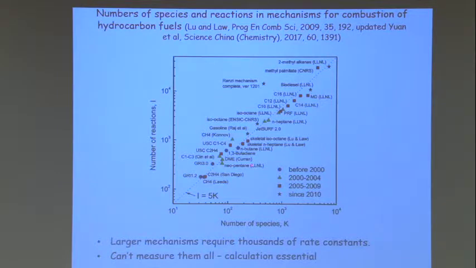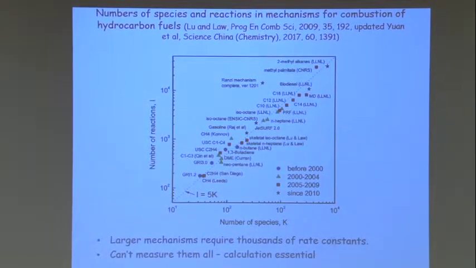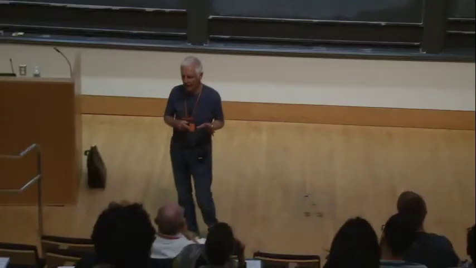And it shows it as a function of time, okay? And a few mechanisms generated since 2010. And the important point about this slide is that there are tens of thousands of species and tens of thousands of reactions. So some of these mechanisms are incredibly complicated, and they involve many, many reactions and therefore many, many rate constants.